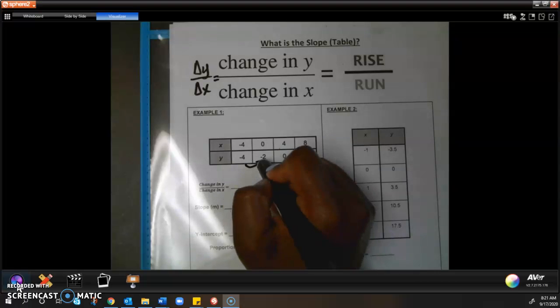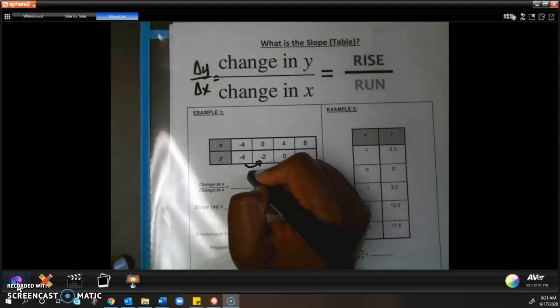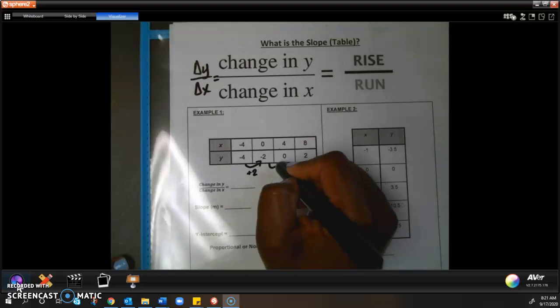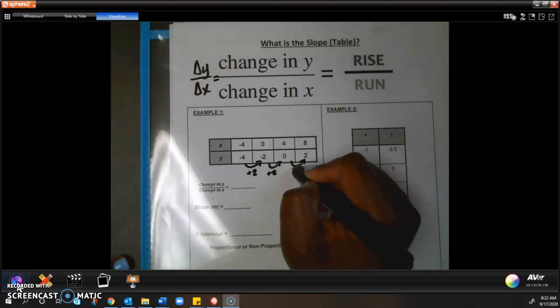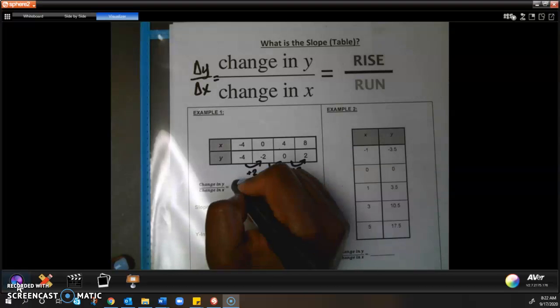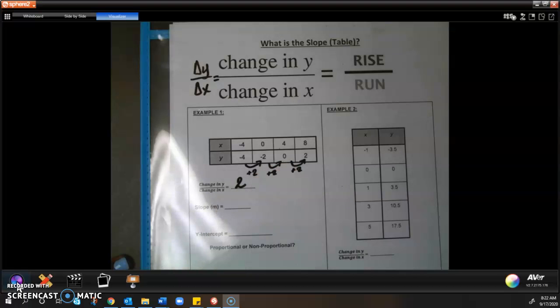So to go from -4 to -2, I'm adding 2. From -2 to 0, I add 2. From 0 to 2, I add 2. So my change in y is 2. So we know it's positive.